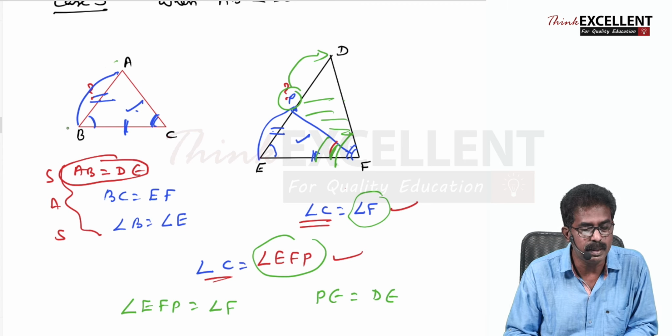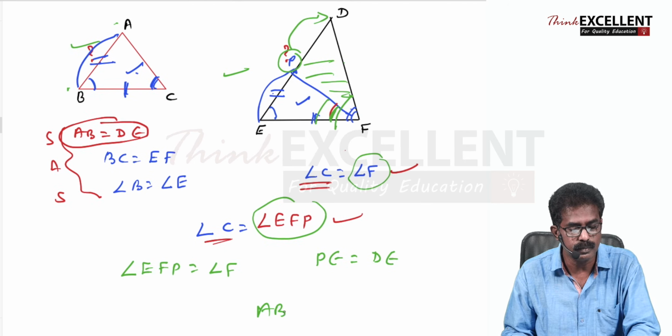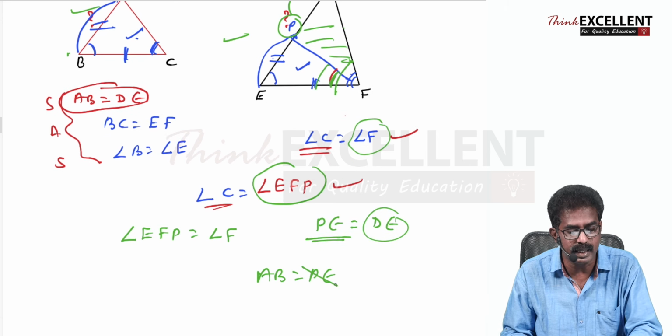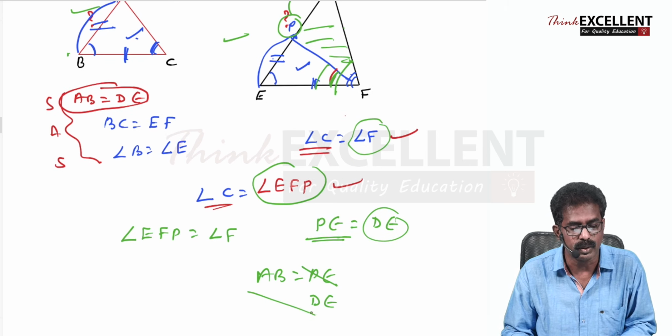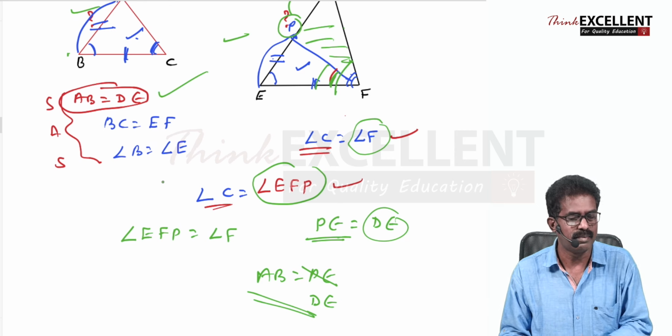Earlier we said AB equal to what? PE. AB is equal to PE. But now PE is the same as what? DE. So PE can be replaced by DE. So AB equal to DE, you got it again. That's all, very simple proof. But you have to write it, okay?